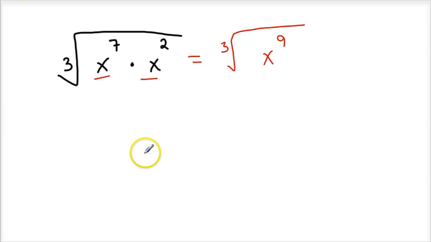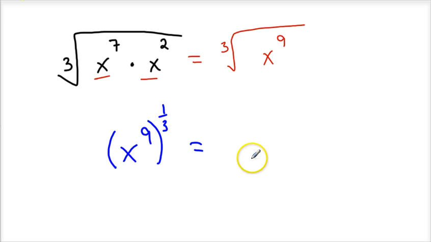How else can I rewrite this? X to the 9th to what power? To the 1/3. Now what is x to the 9th raised to the 1/3 power? What do I do with these two exponents? Multiply them, and then you get x to the 3rd. Excellent. So 9 times 1/3 gives x to the 3rd.